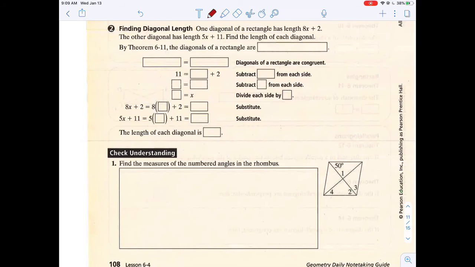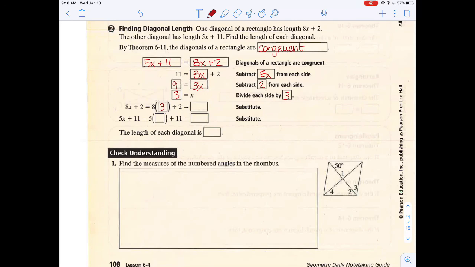One more example here. Find the length of a diagonal. One diagonal of the rectangle is 8x plus 2. The other is 5x plus 11. Find the length. So theorem 6.11 says that the diagonals of a rectangle are congruent. We can set these equations equal to each other. So 5x plus 11 equals 8x plus 2. If we subtract 5x from each side, we have 11 equals 3x plus 2. If we subtract 2 from each side, we have 9 equals 3x. And if we divide by 3, x equals 3.